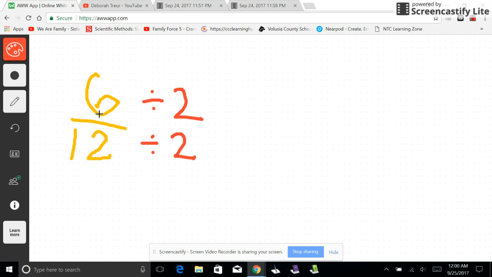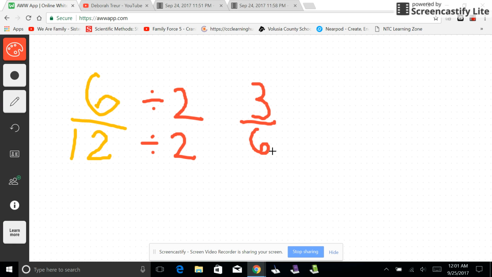So if I take 6 and divide it by 2, my new fraction is 3 over 2 divided by 12 is 6. So it appears that this is a smaller fraction than this. They're both equivalent because if I multiply 3 times 2, it'll equal 6. And if I multiply 6 times 2, it'll equal 12. So they're still equivalent fractions.